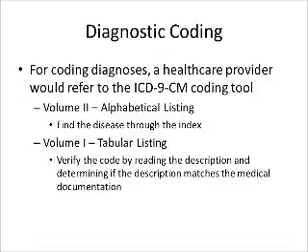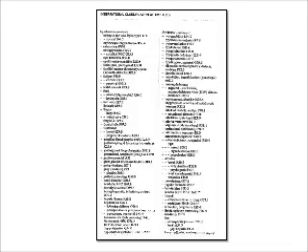The first volume they would refer to is Volume 2 because it's an alphabetical listing. It's the only way the coder would be able to find the particular disease or injury. For example, for a fracture of the tibia, the coder would go to Volume 2, which is alphabetical, and probably look under fracture and then under fractured tibia, and then it would give you a code.